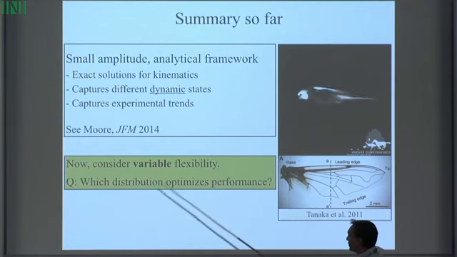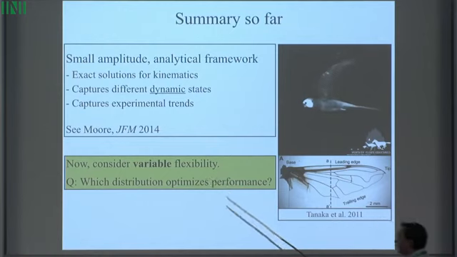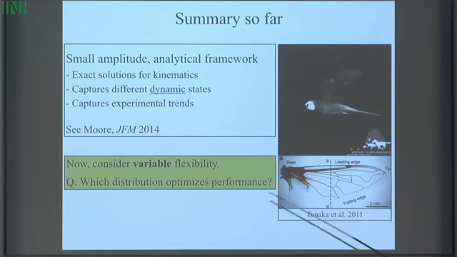Okay, so now I want to push this theory a little bit farther. I want to consider spatially variable flexibility. So wings that you see in the real world, they usually don't have constant elastic modulus, and it's not concentrated at a torsional spring either. Usually it's some structured form of flexibility.